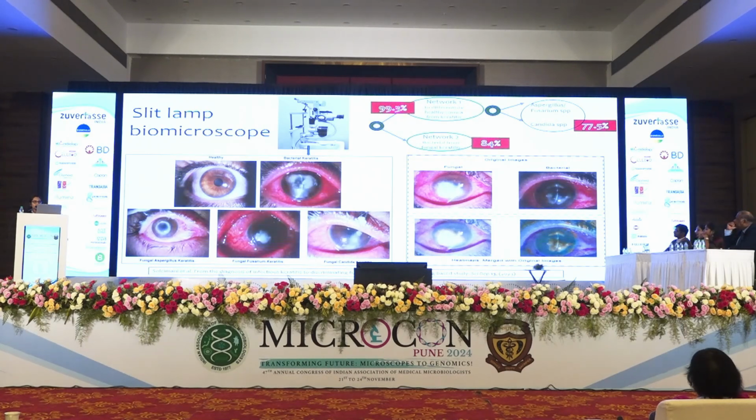A slit lamp biomicroscope examination was done, and the data was fed in. They used 3 networks. First, to differentiate healthy cornea from keratitis. Second, to differentiate bacterial from fungal keratitis. And third, to differentiate Aspergillus or Fusarium from Candida species. This was the accuracy represented here in percentages.